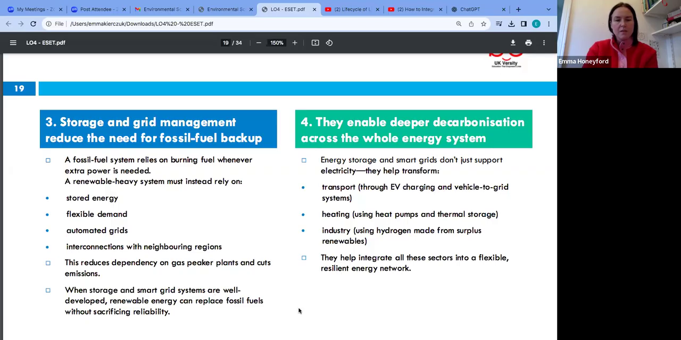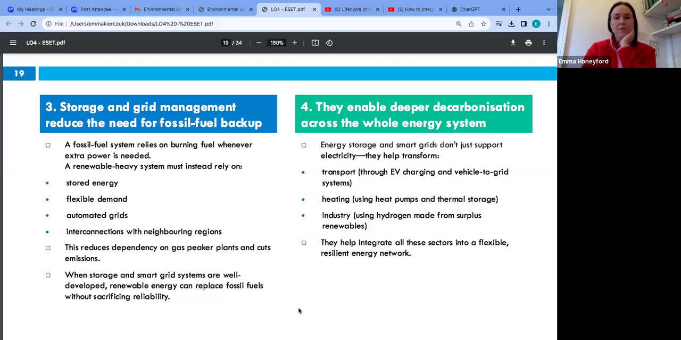So this reduces dependency on gas peaker plants and cuts emissions. So when storage and smart grid systems are well developed, renewable energy can replace fossil fuels without sacrificing reliability.